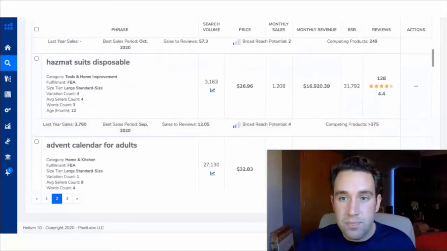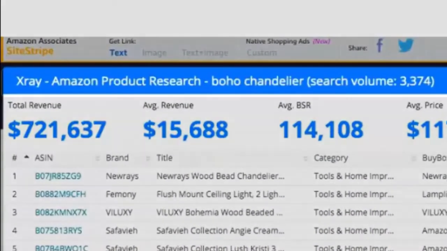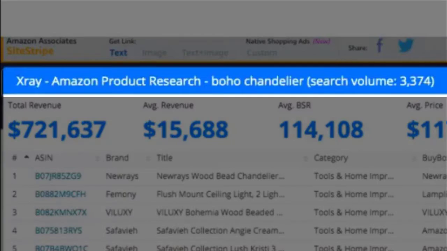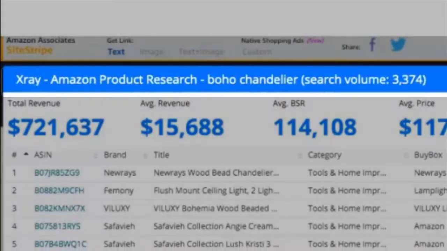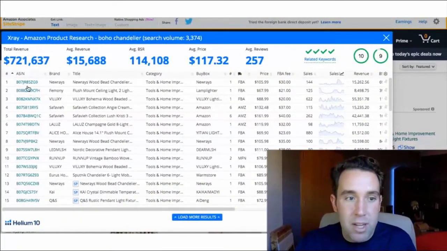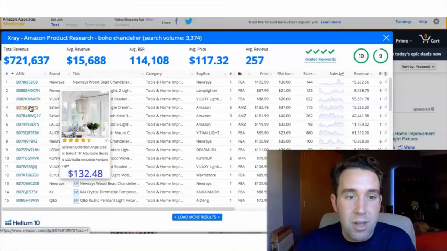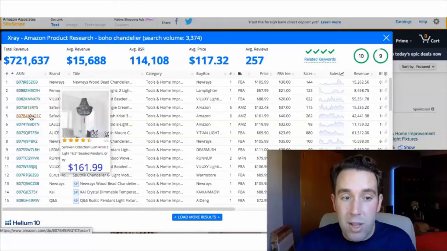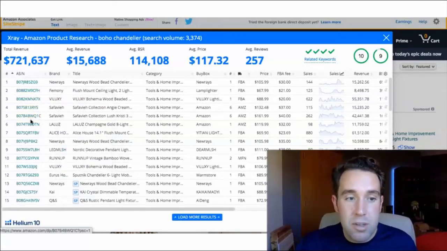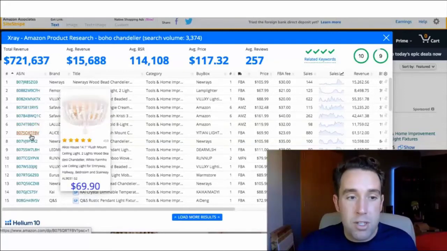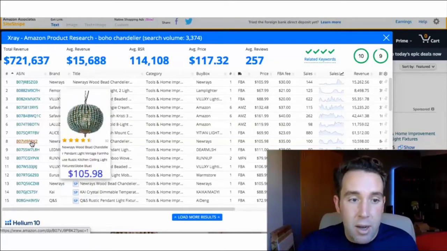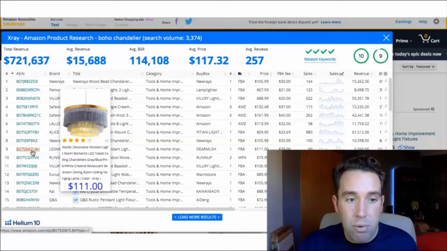But if we come down here, there was one that really stuck out, and let me show you what it was. It was this boho chandelier. I need to make sure that this product is not a lighting product, but I think it's a decor product. And if it is considered a lighting product, you could probably get approval to sell this relatively easily by just submitting photos of your product or filling out a hazmat form, letting Amazon know your product's safe.